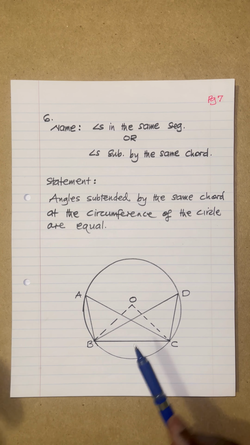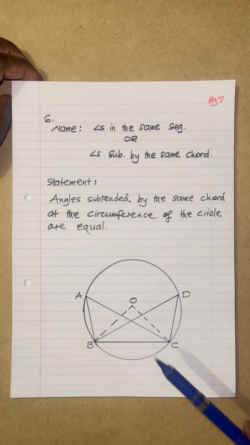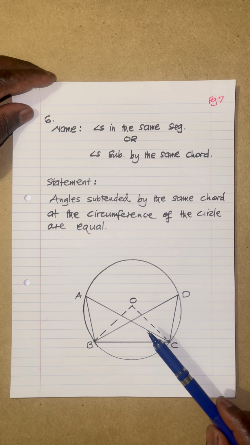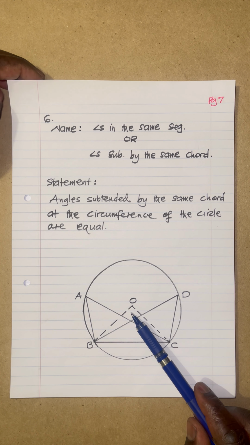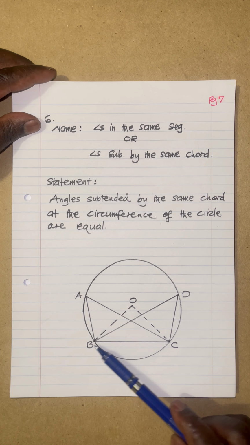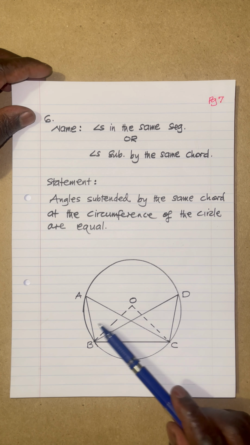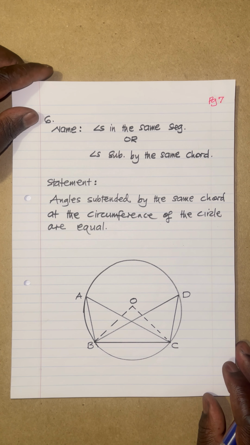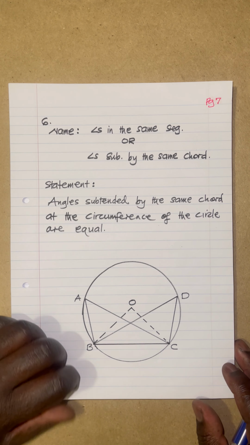How do we prove this? Well, we need construction. You can see here, we're drawing radii, BO and CO. And basically taking advantage of theorem number 4, which says the angle that a chord subtends at the center of a circle is equal to twice the angle that it subtends at the circumference. So angle at center is twice angle at circumference. If you go back to the video and check theorem number 4, that's the one we're applying here. So let's go straight into proof then.